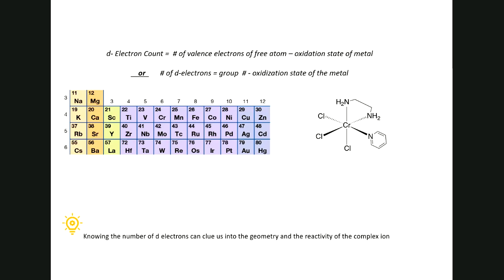All right. So another way of doing d electron counts is to look at another equation for it: the number of d electrons is equal to the group number minus the oxidation state of the metal. So therefore, let's look back at your chromium complex and a different way of how to get to the same answer.